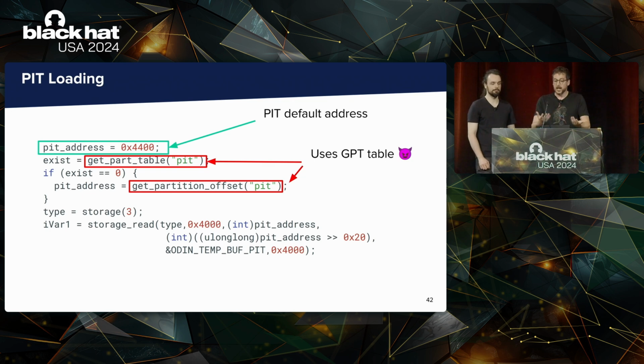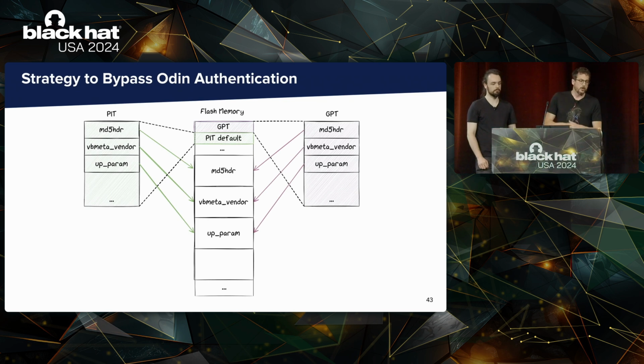So basically, we can add an entry called PIT, and the system should load the PIT not from the original location, but from the new one. So we came up with the following strategy. Here you have a representation of the flash memory, and you have the GPT and the PIT pointing to more or less the same partitions.